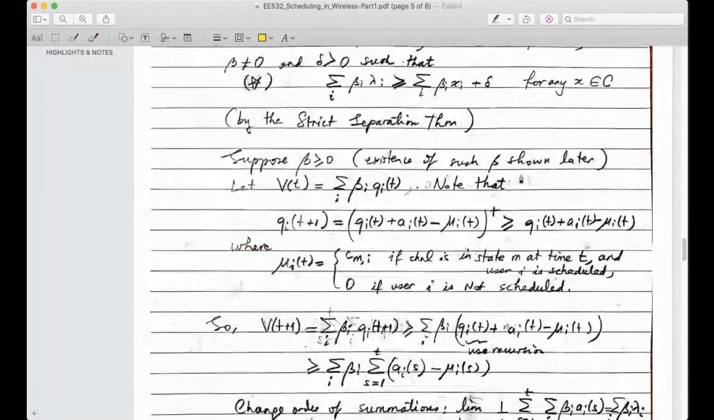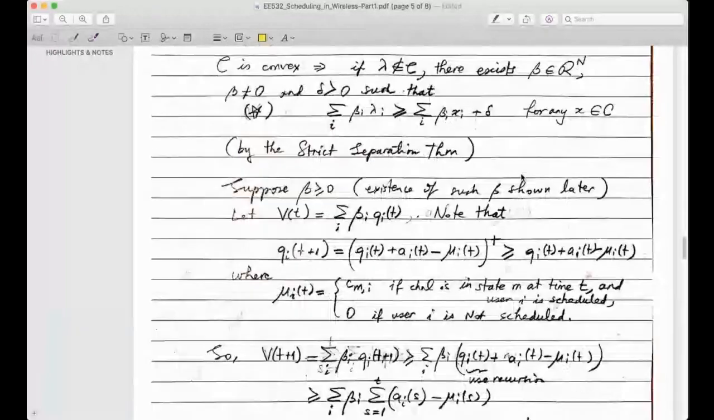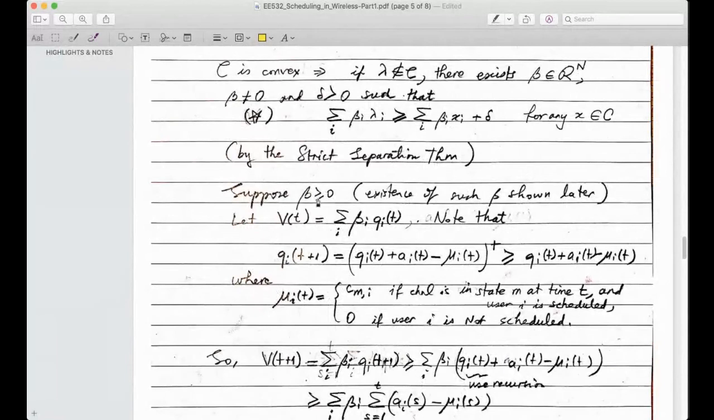So suppose that vector is positive. We found a beta vector and all the elements are non-negative. The existence of such a beta can be shown later, so for now, let's not worry about that. And let's define a Lyapunov function, V(t), as the weighted sum of all the q_i(t)'s at time t.